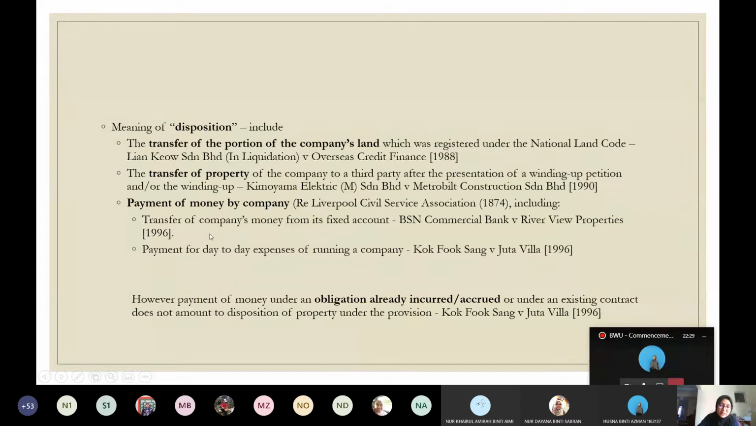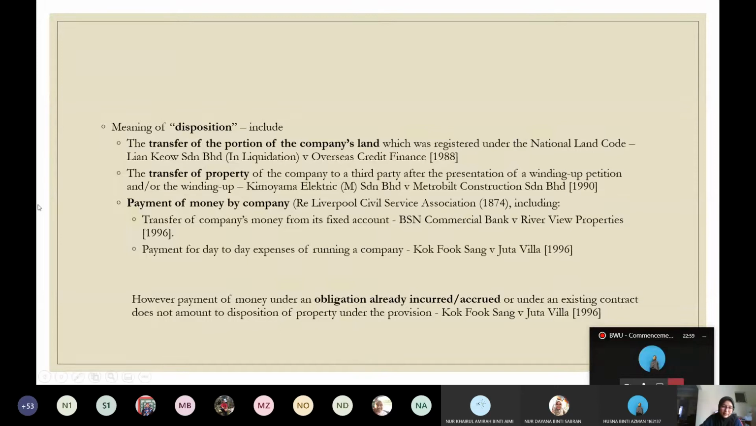Apa maksud disposition which is not allowed? Dia kata include transfer of the portion of the company's land, dalam case ni, and then transfer of property of the company, and then payment of money by the company, is all of these are considered as disposition. Sama dengan perkataan disposal, dispose of. So apa-apa cara lah untuk keluarkan harta of the company is considered as disposition.